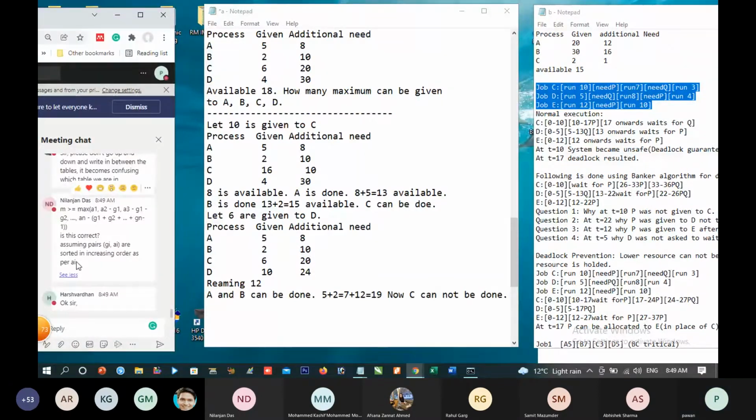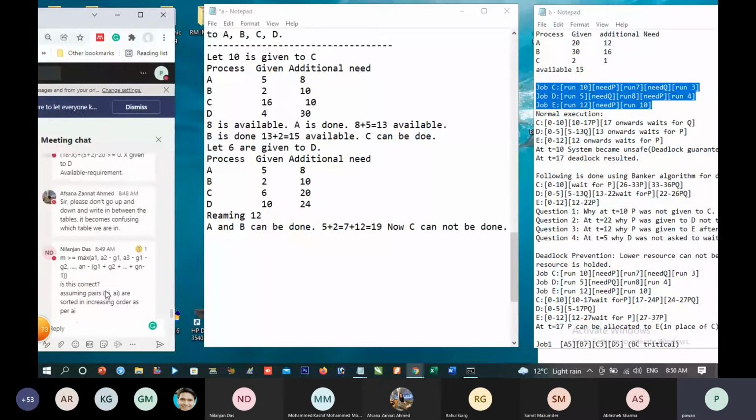That is correct. Yes, you are correct. Minimum available required is M. It should be greater than A1, A2 minus G1, G1, that is correct. Now, also write a formula. How much maximum can be given to any one of them? You also write a formula for that. Is this correct? Yes. Now, what are you writing, Jannat? I cannot follow you.